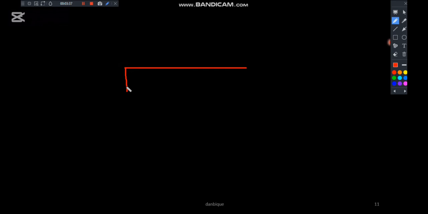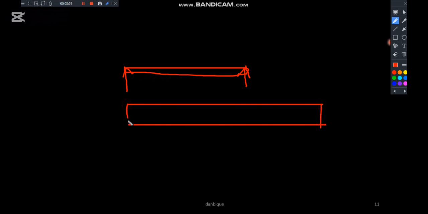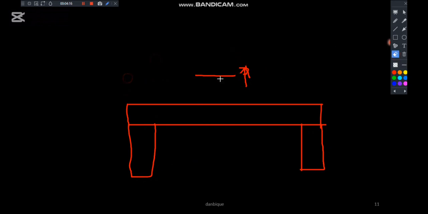Now, take for instance, we have a beam this way, and this is a simply supported beam. So let's assume these are columns. A beam supported by columns, simply supported. What we are trying to establish here is that a portion of this beam is subjected to tension. A portion of this beam also is subjected to compression.